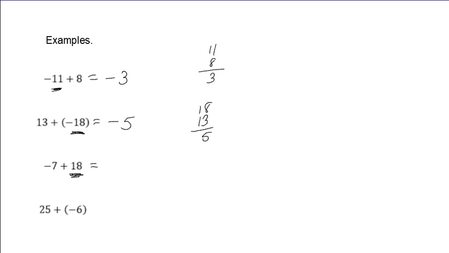Here I've got a -7 and a +18, so the 18 is the bigger value. It is going to win, so my result's going to be positive. And when I take the difference between 18 and 7, I get 11, so a +11.